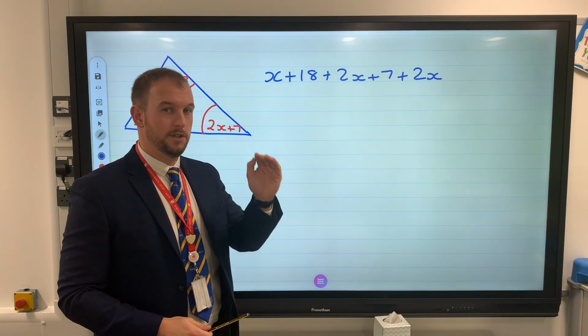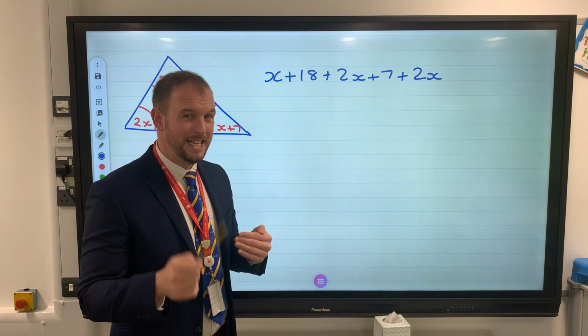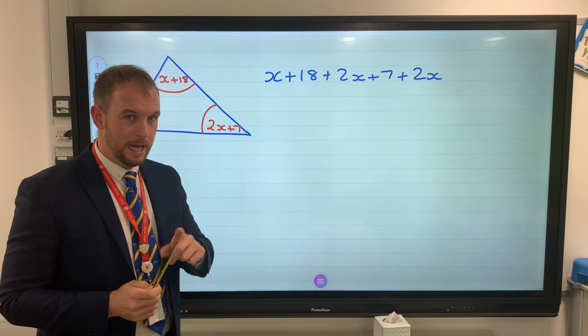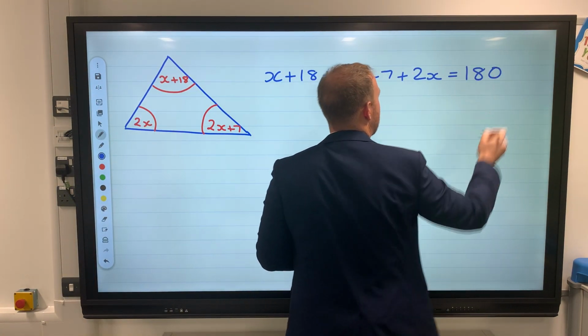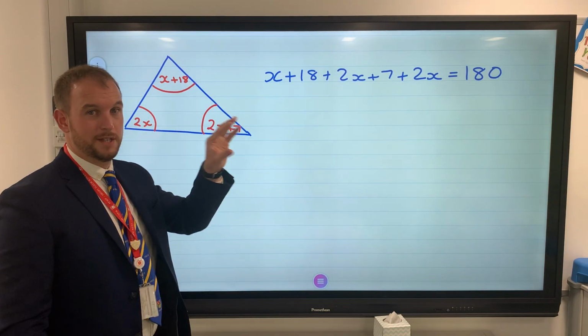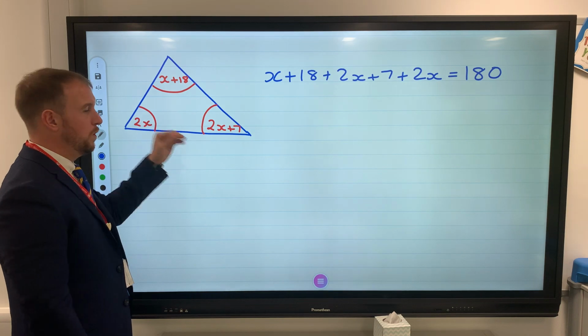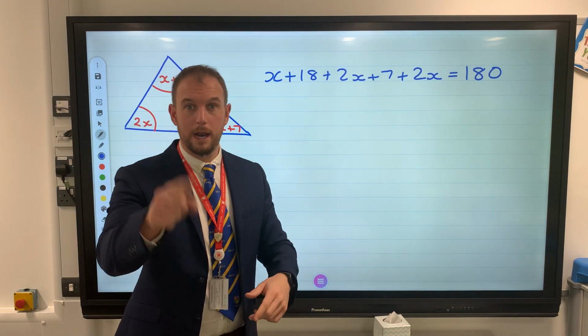Now hopefully you've seen a previous video, or you know from your education before, that the interior angles of a triangle all add up to 180. Okay, so you need to know your maths fact. Look at the question. Oh, we're looking at angles now, so alarm bells should be ringing. Oh, interior angles all add to 180.